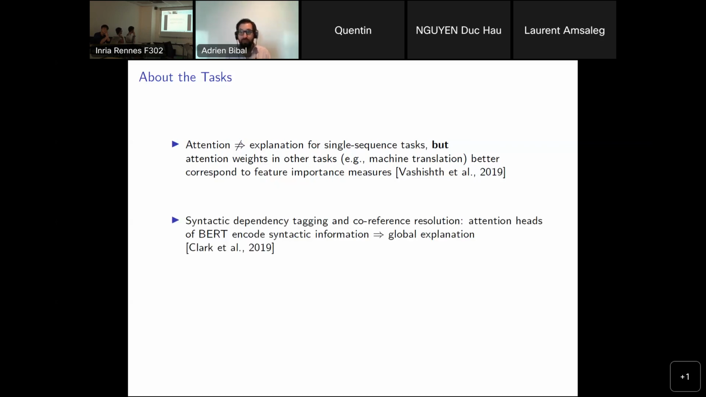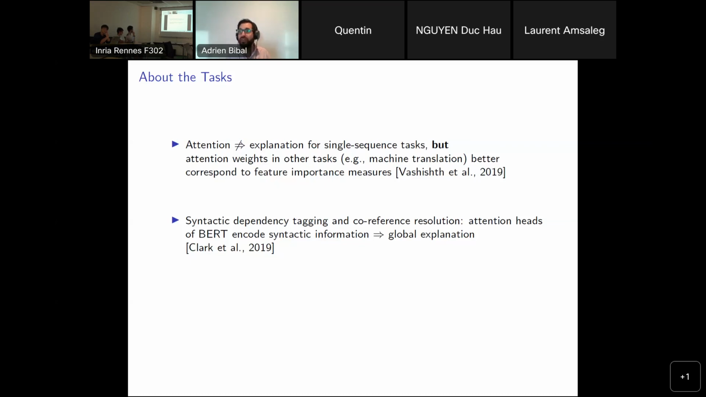There is another thing that's really interesting in transformers. In analyzing different tasks like syntactic dependency tagging and co-reference resolution, you can find, in fact, that the model learns something that's relatively common between the tasks to solve these different tasks. So in the case of BERT, the authors here have seen that the attention heads of BERT encode syntactic information about the language that's used to solve the tasks.